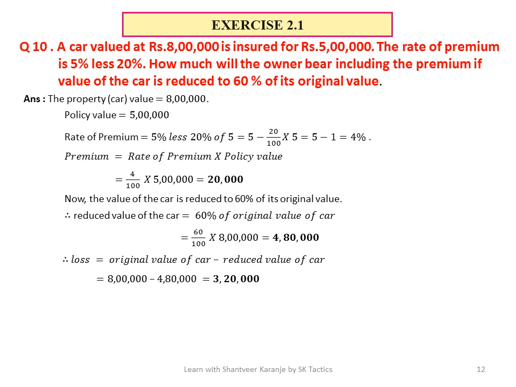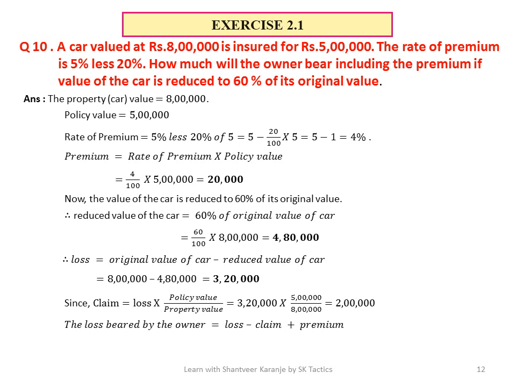60,000 of the original value is reduced, means 60,000 is still in his hand, 40,000 has gone from his hand, and that 40,000 is 3 lakh 20,000. So with the formula claim is equal to loss into policy value upon property value, the claim is 2 lakh.